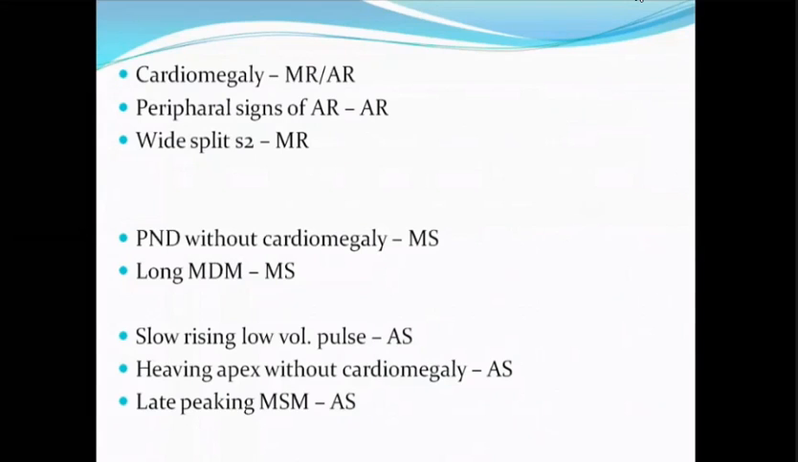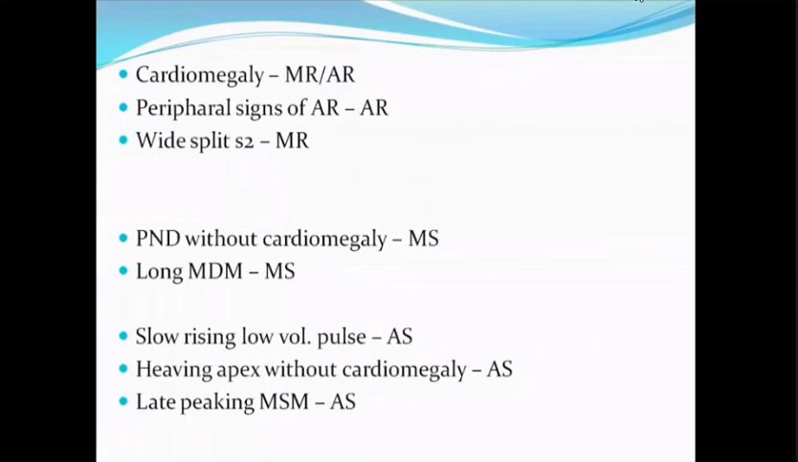So in conclusion, we can say if cardiomegaly is present, then either mitral regurgitation or aortic regurgitation should be there. In that patient, if peripheral signs of AR are more predominant, then we can say AR is more predominant over mitral regurgitation. And if wide split S2 is there, then mitral regurgitation is more predominant. If the patient presents with PND without cardiomegaly, then it is more of mitral stenosis. If a long mid diastolic murmur is there, then again it is suggestive of predominant mitral stenosis.